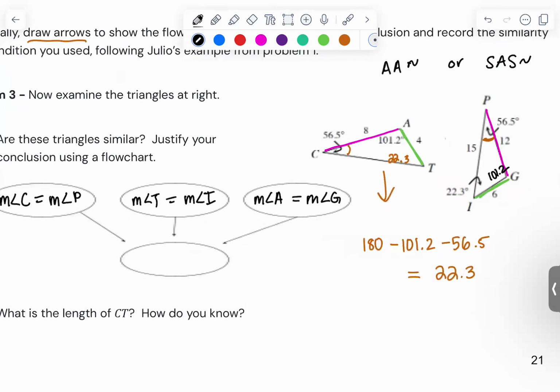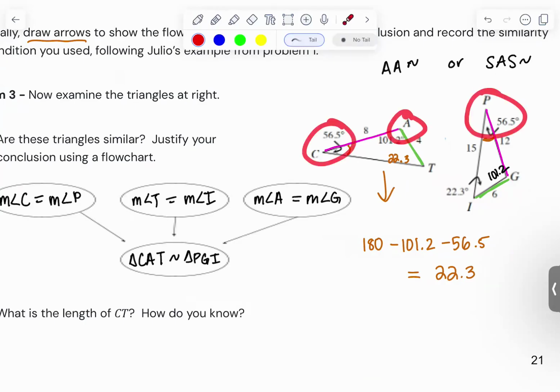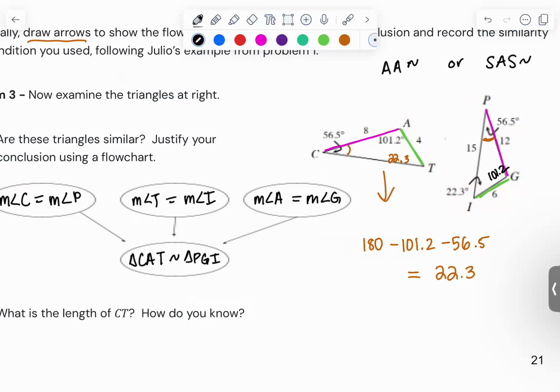Now we can say that triangle CAT is similar to triangle PGI. And then remember, it is really important that your letters correspond to the matching triangle. So angle C matches with angle P, and angle A matches with G, and T matches with I. So just make sure you keep the order of your letters. Okay. And then we're gonna say by angle similarity.